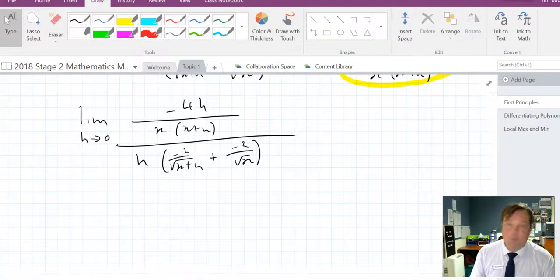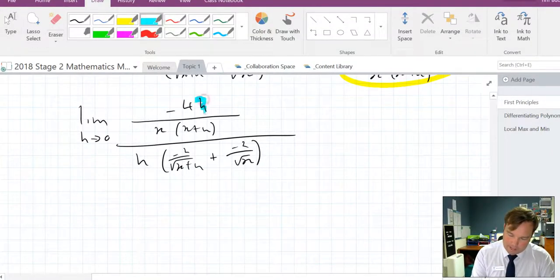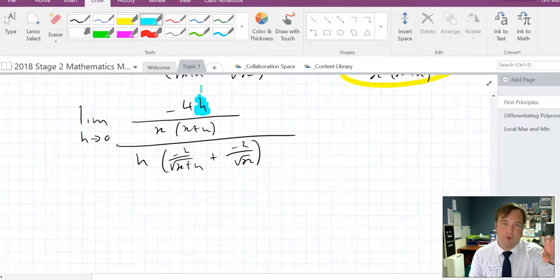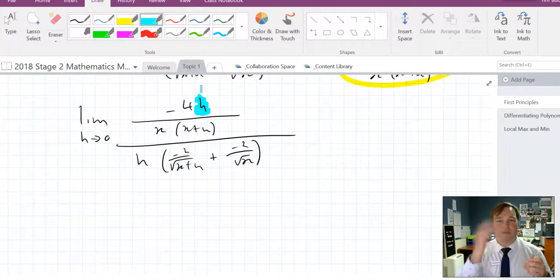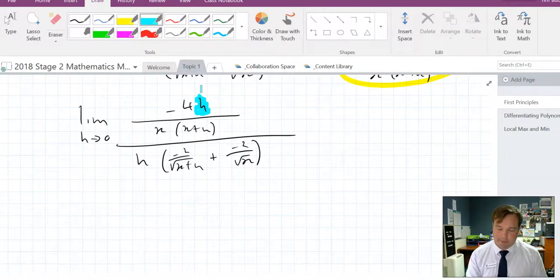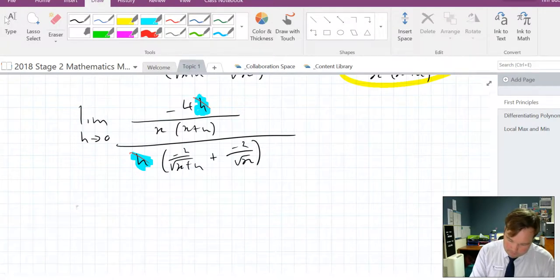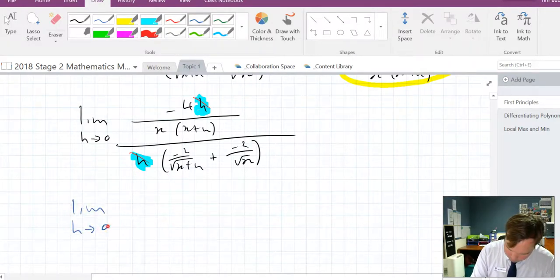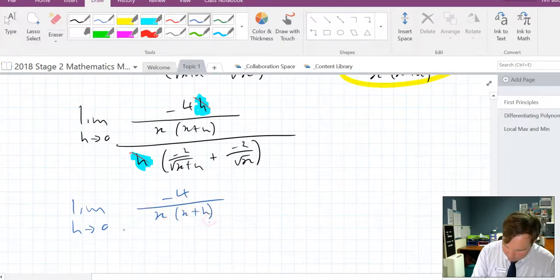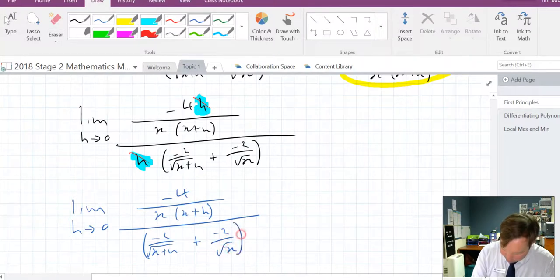Alright, what's cool is here, that h is a factor of the top, because you can think about this as minus 4 on x plus h times by h. So it can be taken out as a factor. Therefore, if it can be taken as a factor, it can be cancelled with the h on the bottom. They go. And what we're left with is minus 4 over x plus h over minus 2 square root of x plus h plus minus 2 root x. Right.